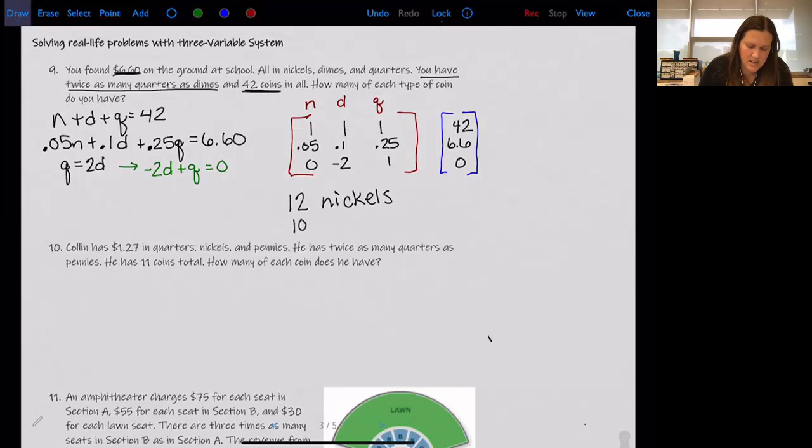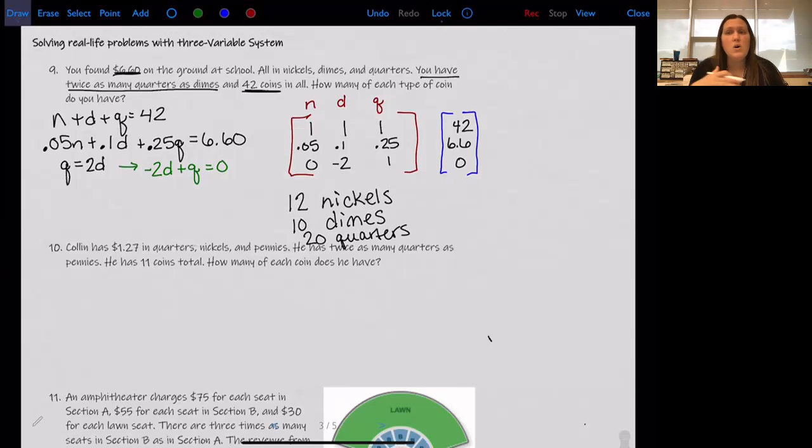I have 10 dimes. And I have 20 quarters. Okay, because I went in order and my first matrix went from N, D to Q. That's my answer, just it reads down in the second one. So N, D, Q. So 12 nickels, 10 dimes, 20 quarters.